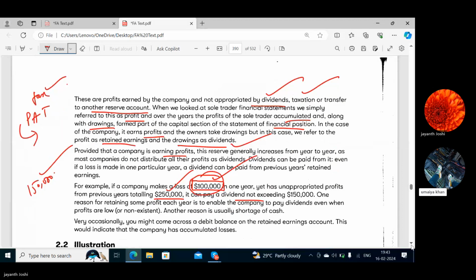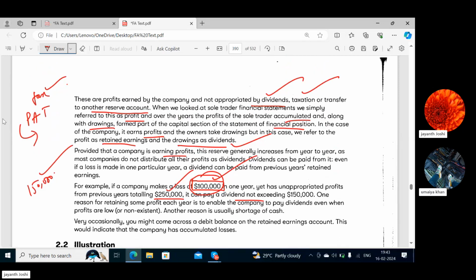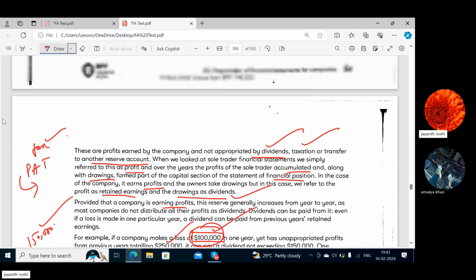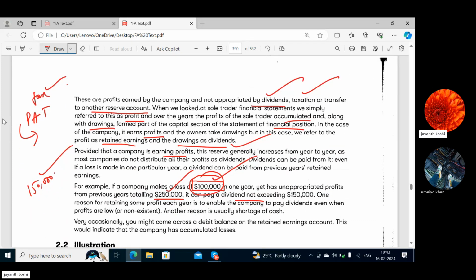Can you please explain again? For example, if a company makes a loss of 1 lakh. Yes, I will explain. First of all, what is unappropriated profit? You should be understanding this. Unappropriated profit is nothing but the profit which hasn't been allocated to something.